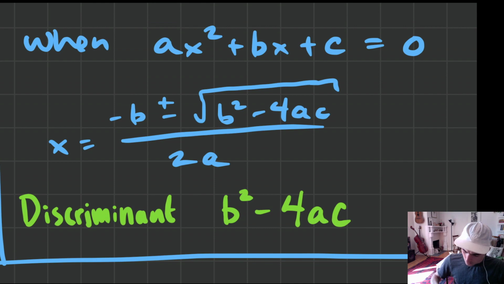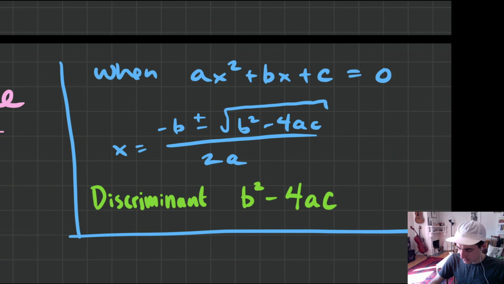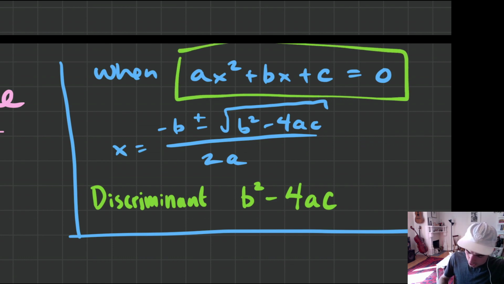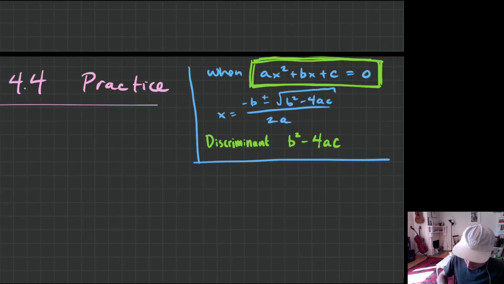In particular, when the discriminant is negative, you have no roots, or in other words, there are no solutions to this equation. If the discriminant is equal to 0, you have exactly one root. And if you have a positive discriminant, it means that you have two roots, or two solutions to this equation. It all means the same thing. So those are our three possibilities.